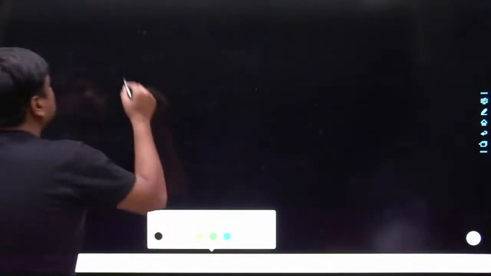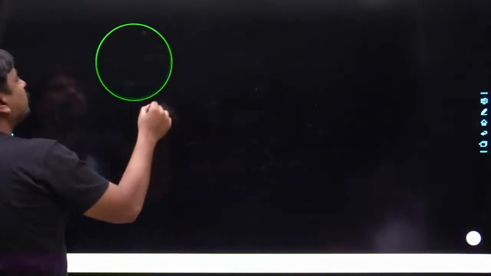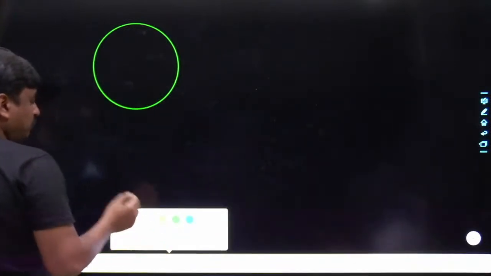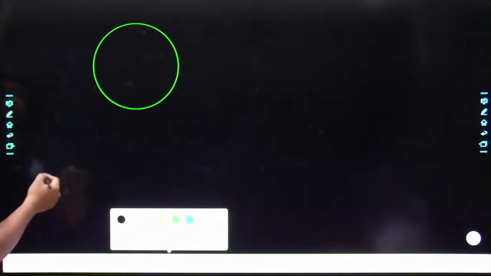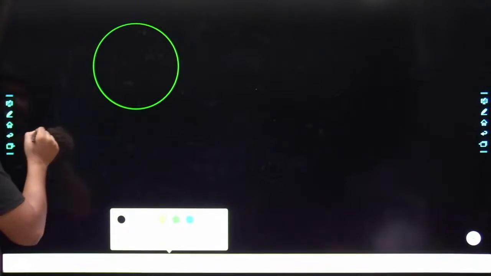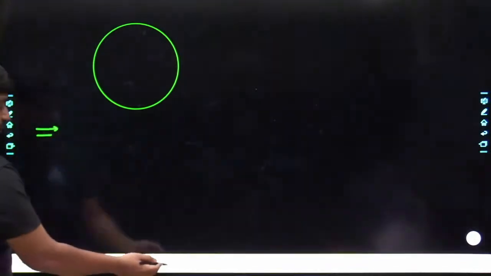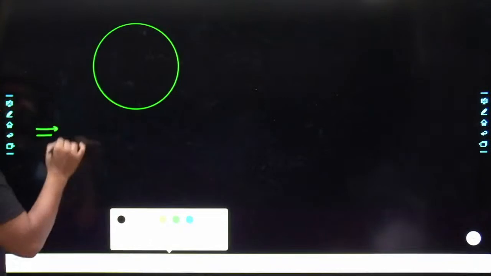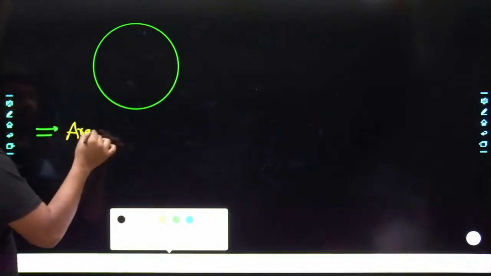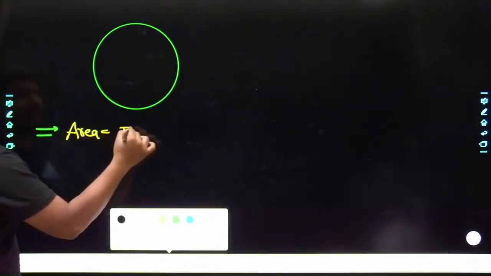Here goes the circle. The two important parameters we use to discuss it, may I know what they are? The area of the circle, that used to be pi into r square.